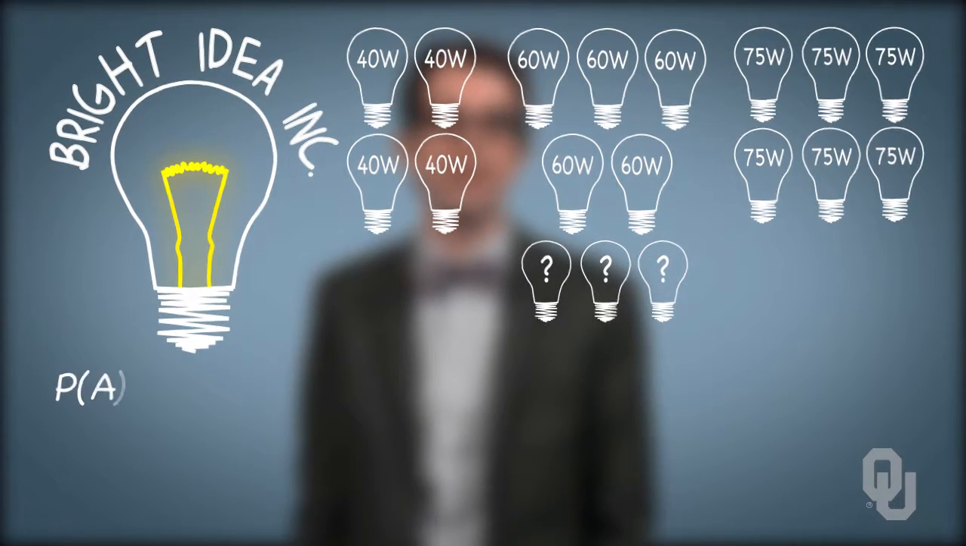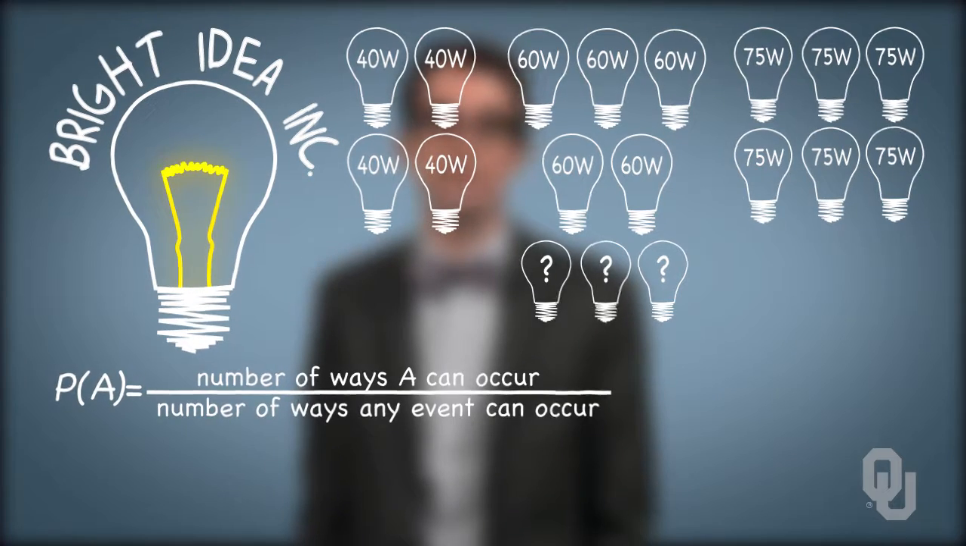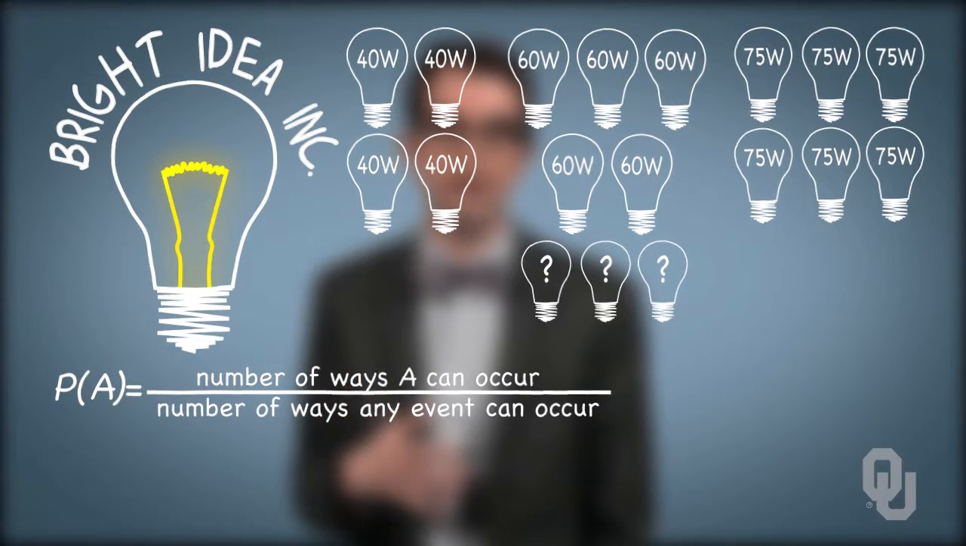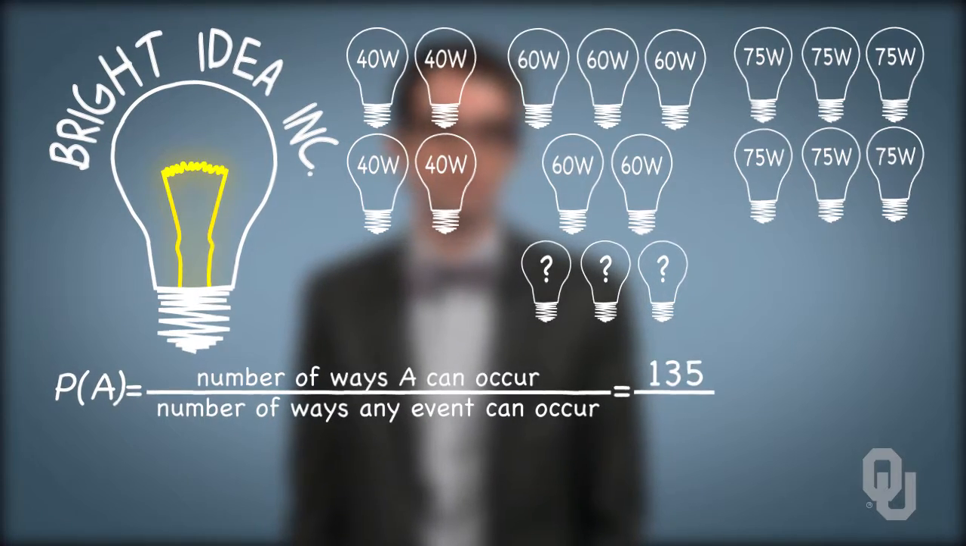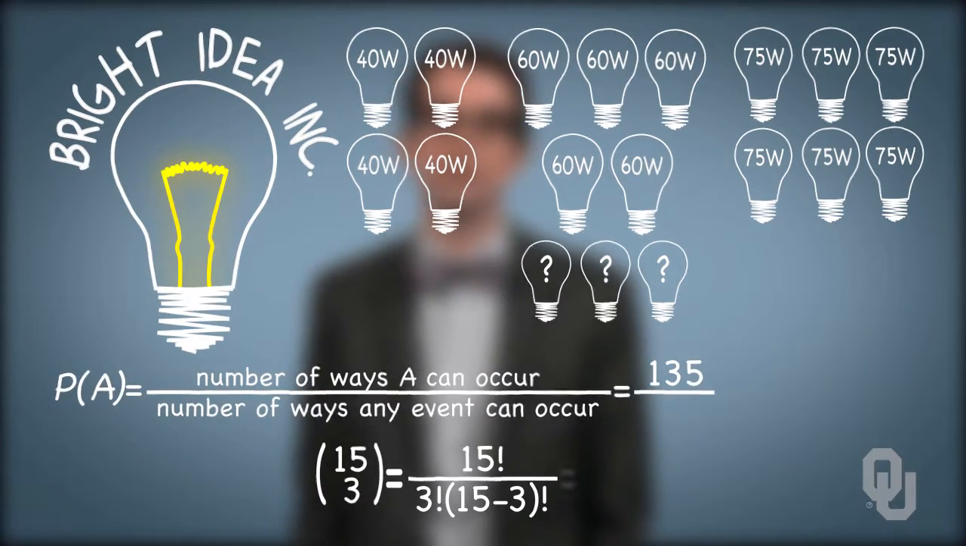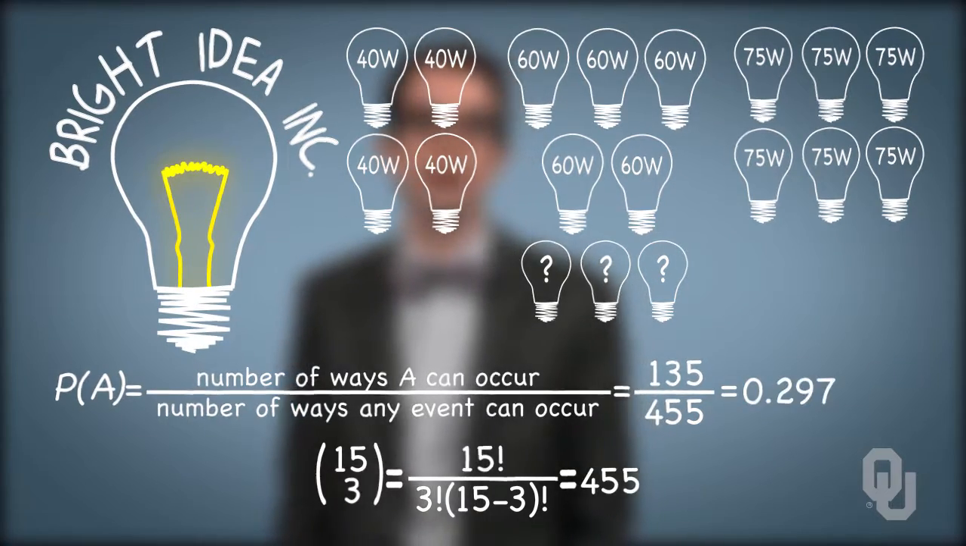If we define event A as pulling 2 75-watt bulbs out of 3 bulbs, the probability of A would be described with classical probability. We know how many ways there are for event A to happen, and we know exactly how many ways there are to pull 3 light bulbs out of 15. In the numerator, we'd have 135. In the denominator, we'd have 15 choose 3, or 455 ways. The probability of A would then be 135 divided by 455, or 0.297.